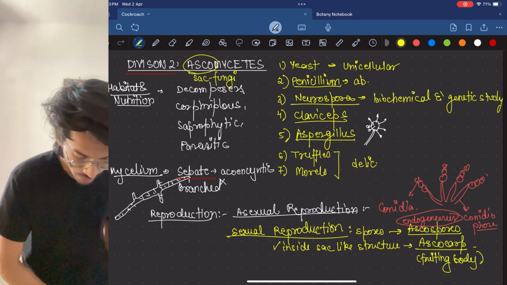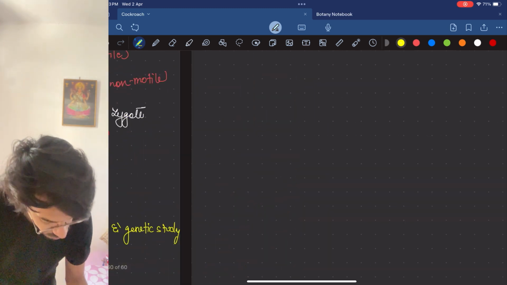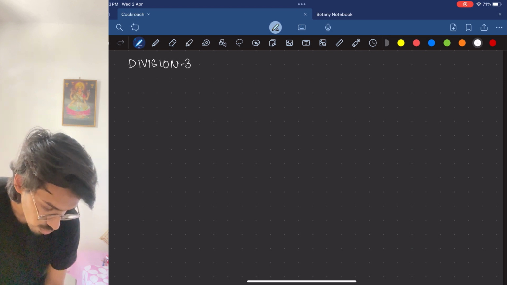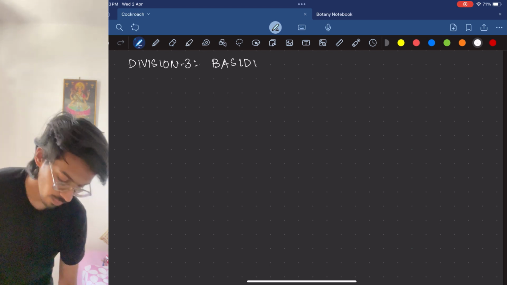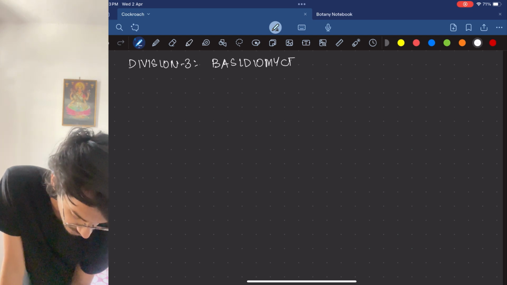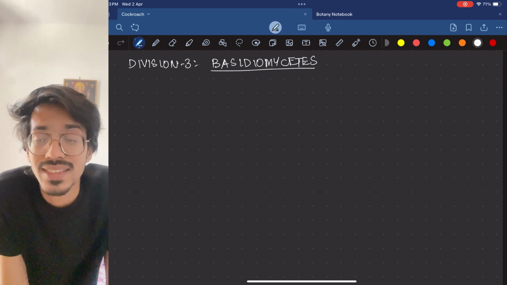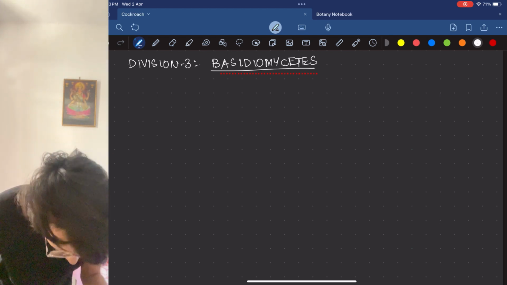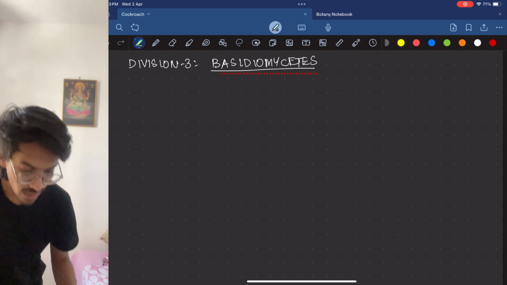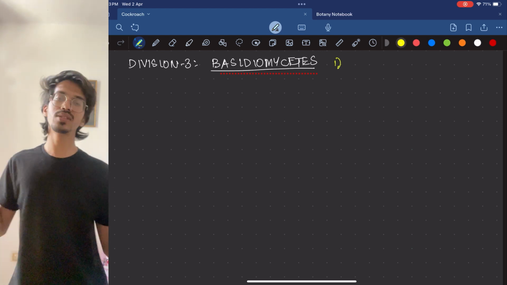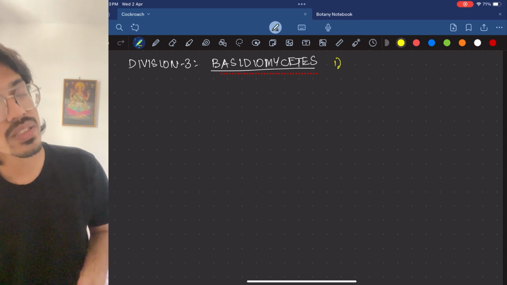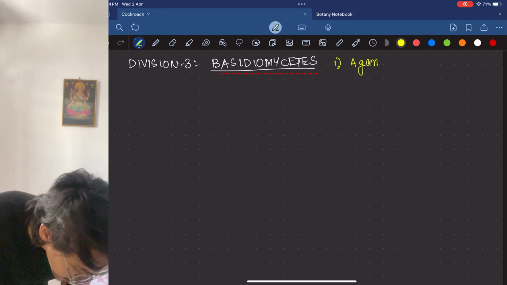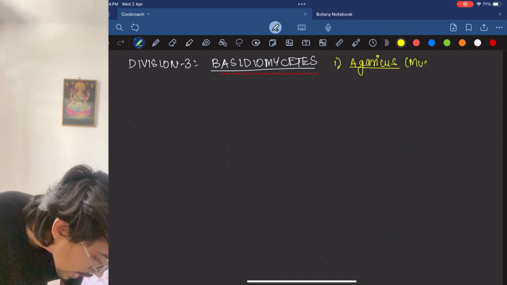The next is our basidiomycetes. So when it comes to the third division, that is division 3, basidiomycetes. In the topic basidiomycetes, again we have to go with first what? Examples. So here it is easier because fewer examples are there. What are the examples? Number one example is your mushroom, whose diagram is also given. What is the scientific name of mushroom? Agaricus.